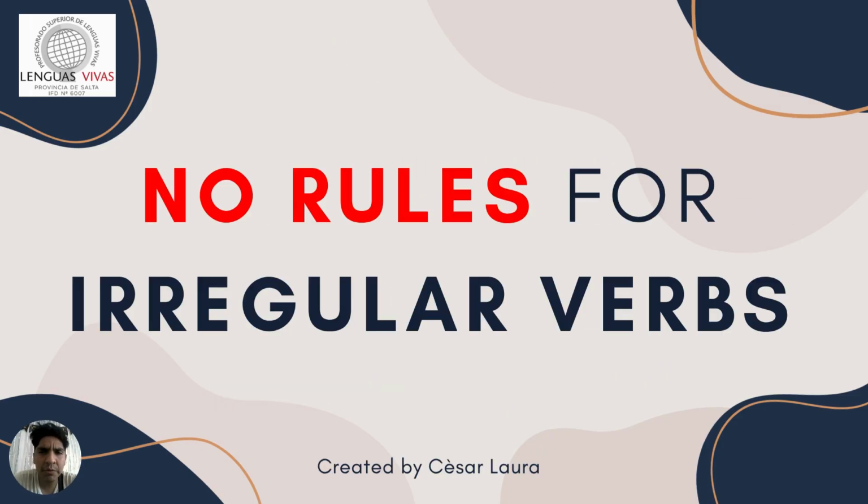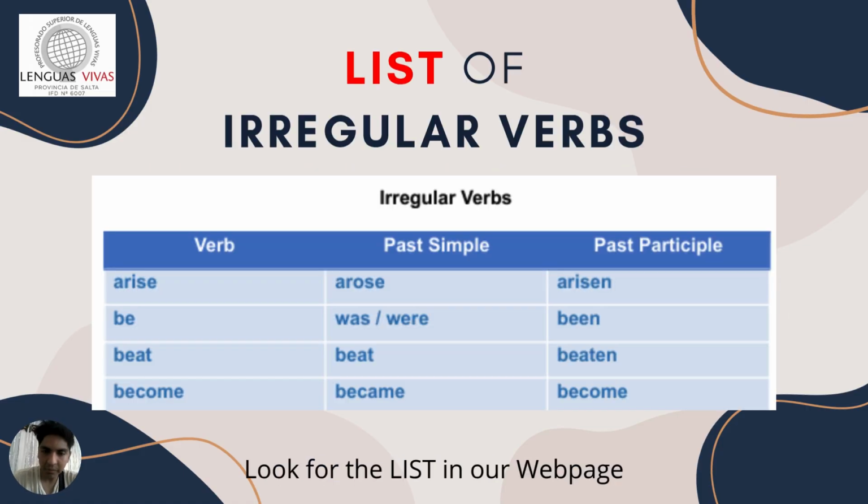And as I mentioned at the beginning of this video, irregular verbs do not follow rules. So you have to learn those verbs by memory. And you can learn those verbs from the list of irregular verbs. Here we have a chart with three columns. We have the verb, then the past simple form of that verb, and the past participle form of the verb.